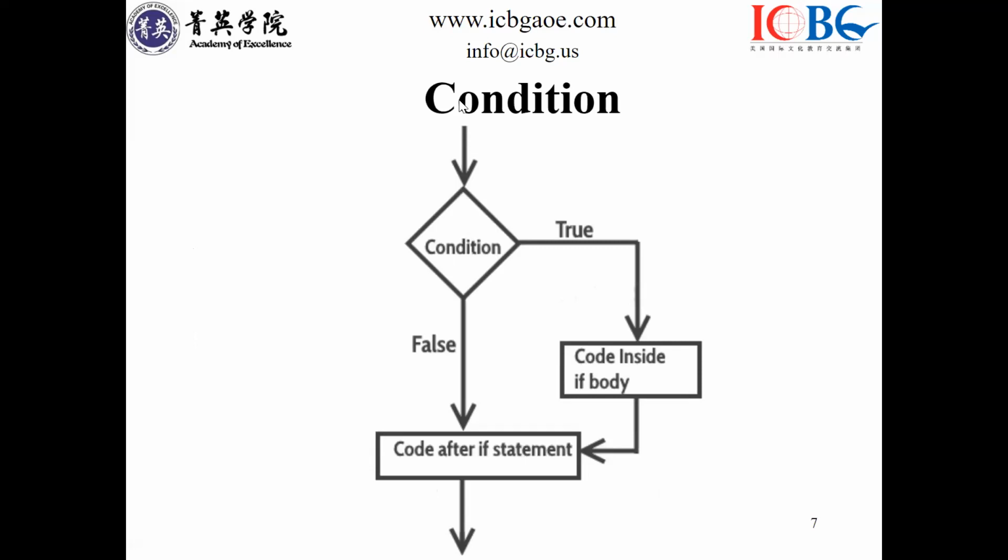So you start at the top, right? You go down, you have your condition. If your condition's true, then you execute this code inside the body. And then if the condition's false, then you just skip past the entire thing inside that block and go to whatever's after the if statement.